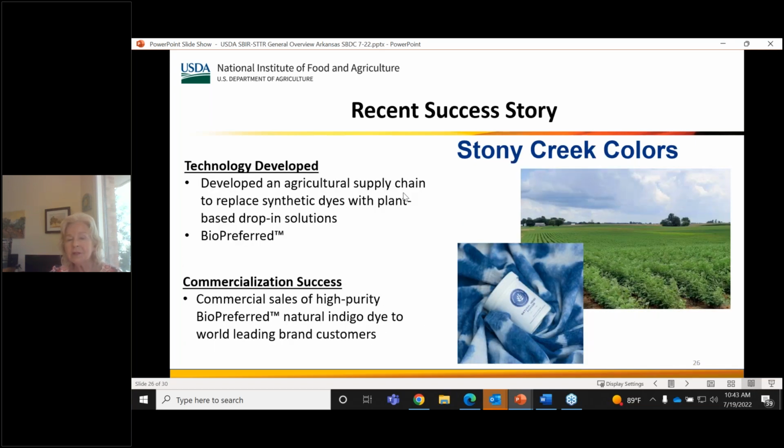Stony Creek Colors. This is another success story. This was developed on an agricultural supply chain to replace synthetic dyes with plant-based drop-in solutions, and it's bio-preferred. They've had commercialization success, with sales of high-purity bio-preferred natural indigo dye to world-leading brand customers. So they've been very successful, and they continue to build their business.